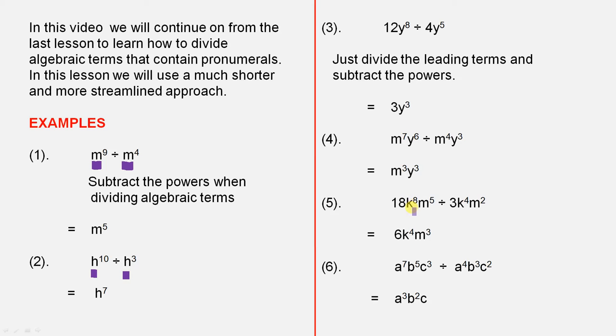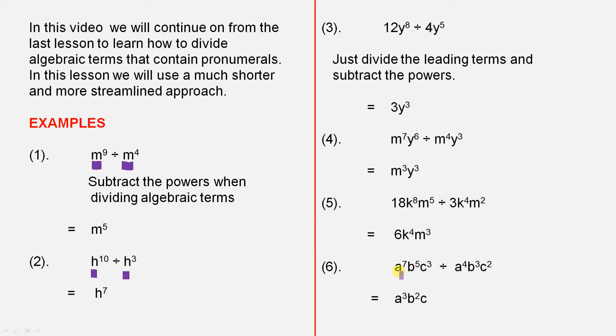For example 5, 18 divided by 3 is 6. Look at the k's first. 8 minus 4 is 4. Then we look at the m's. 5 minus 2 is 3. So it's 6k to the power of 4, m to the power of 3.